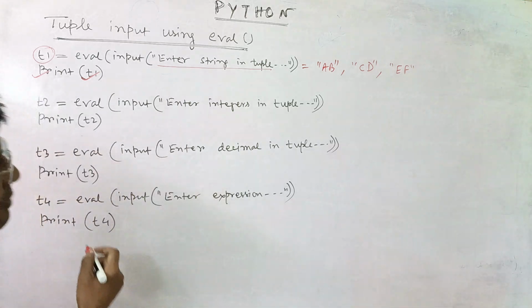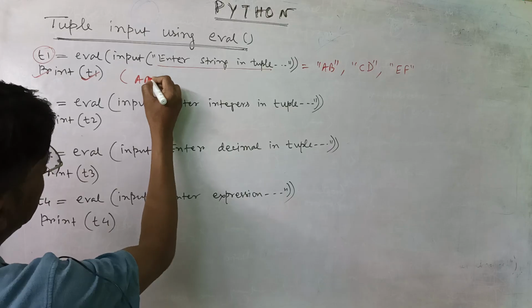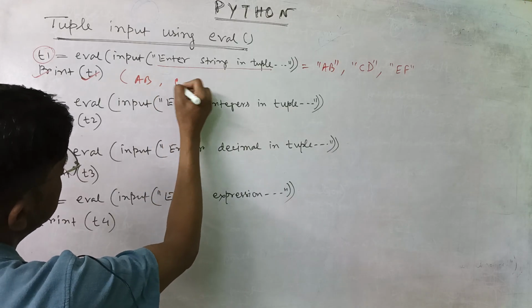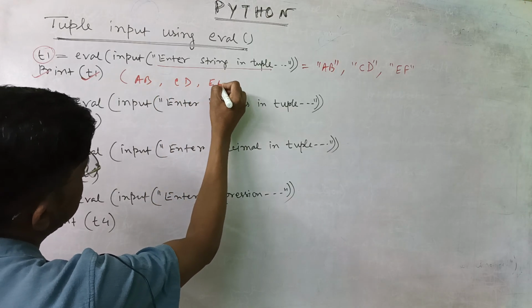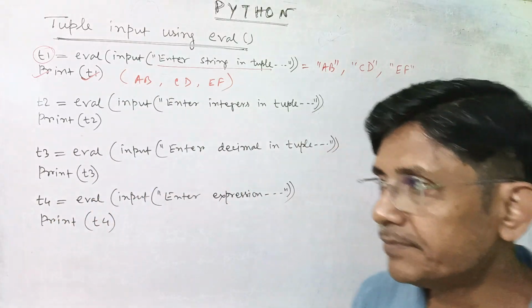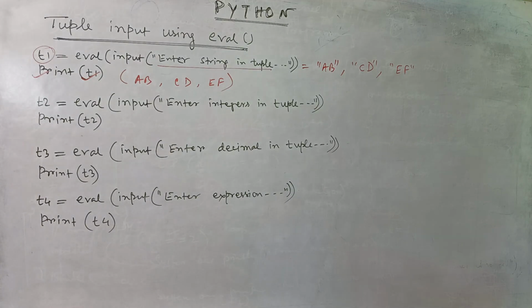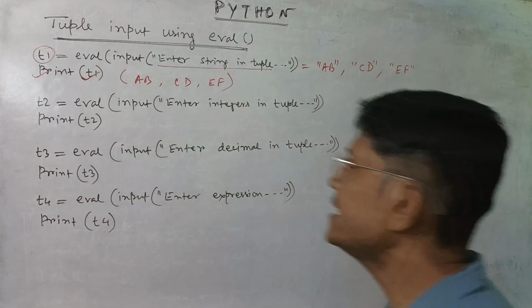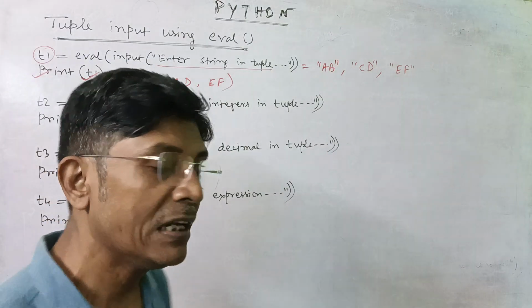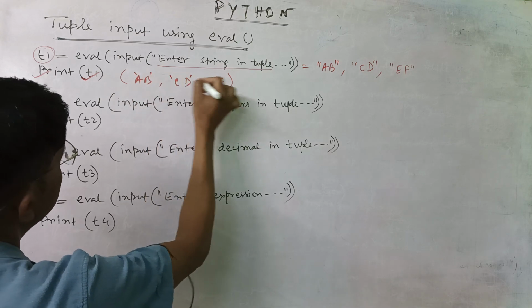you will get this as a tuple. AB as a string, CD as a string and EF as a string. In this way you will get a tuple. So if you write the code exactly like this, you will get the answer like this. You see that at that time you will get single quotes. Whenever the print section comes, single quotes will come.